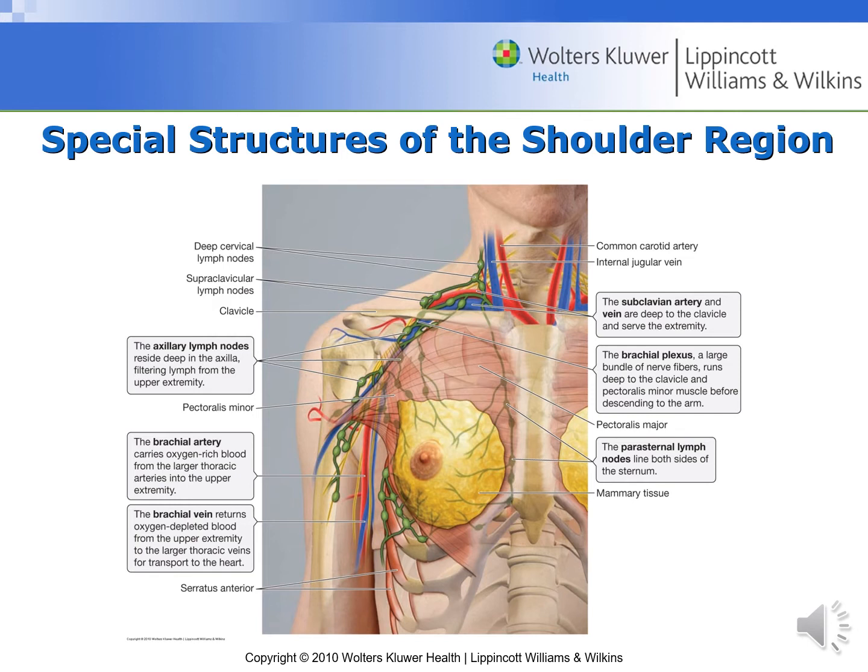The subclavian artery and vein are deep to the clavicle and serve the extremity. The brachial plexus, which is a large bundle of nerve fibers, runs deep to the clavicle and pectoralis minor muscles before descending to the arm.